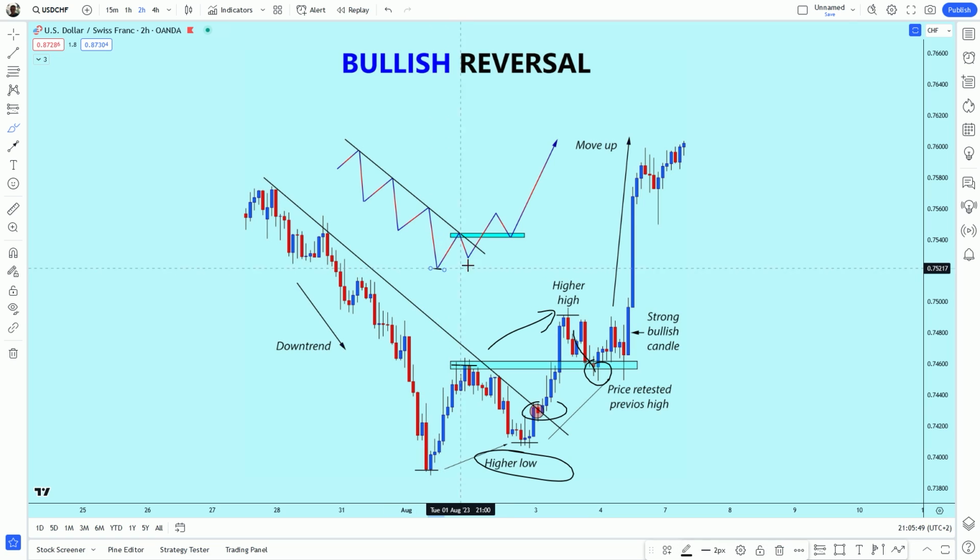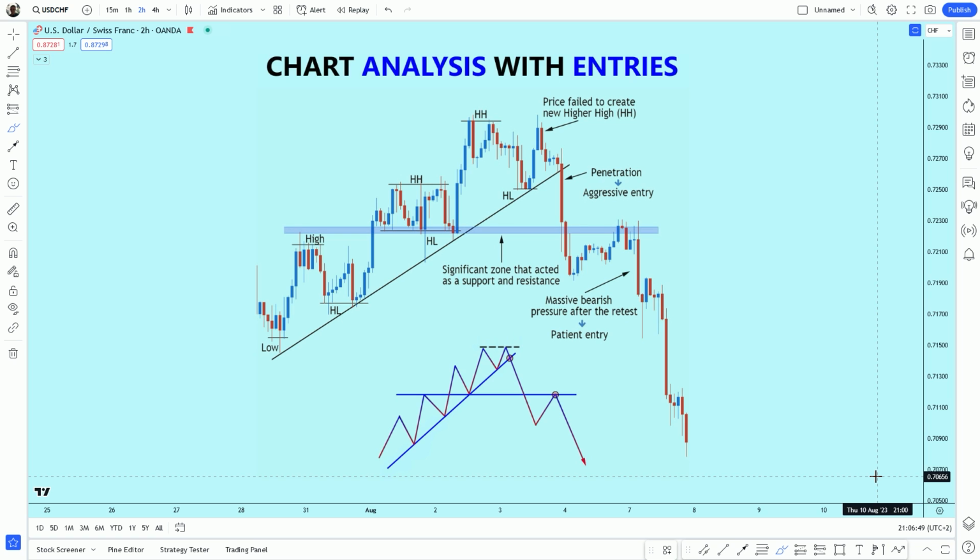As you can see here, we have this low, we have a higher low, we have a breakout, and we have another higher low that is also a retest of this previous key level. And after strong bullish pressure here, you can look to buy. Now let's see an example of a bearish reversal.